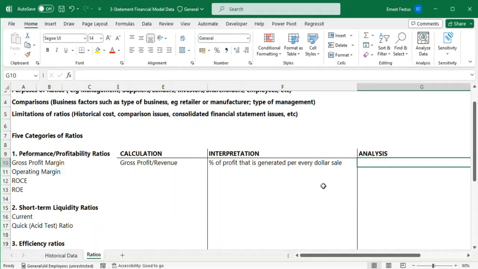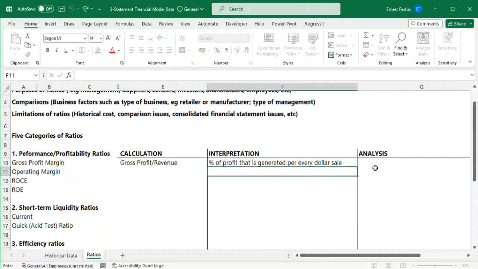So the higher it is, the better for the firm. If the gross profit margin level of the business is going down, that is a very poor sign. The business is actually not doing well. So that is how we analyze it.